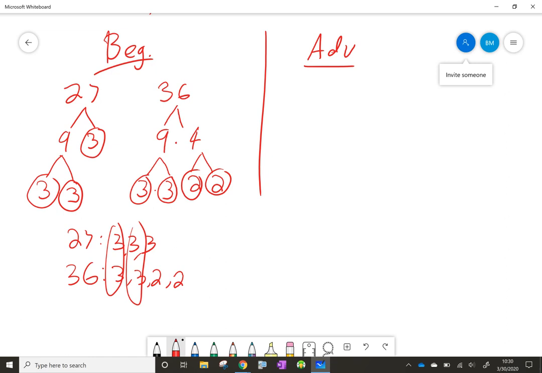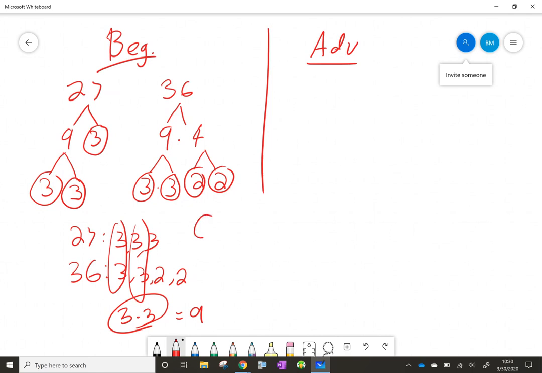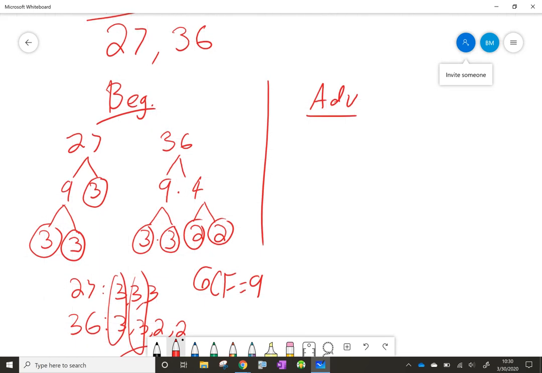27 doesn't have any of the 2s that the 36 has. And the 36 doesn't have another 3 that the 27 has. So all they have in common is a 3 and a 3, which, remember, is all being multiplied, not added. Multiplied together, that means the GCF is 9. So we know that the greatest common factor is 9 if you're talking about the numbers 27 and 36.